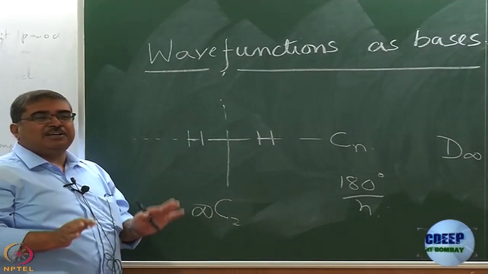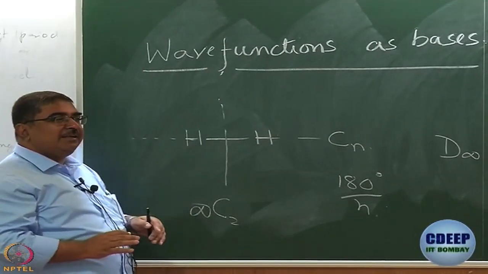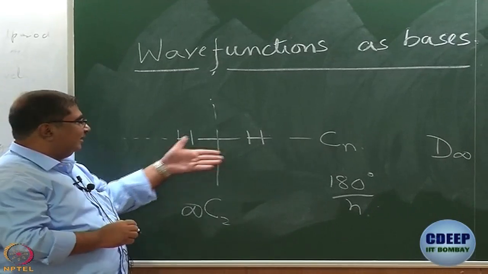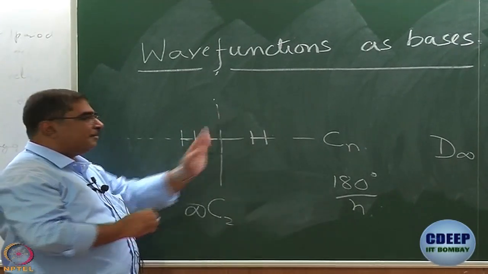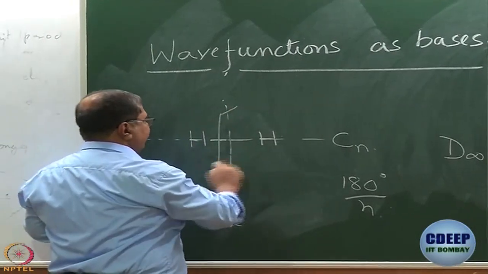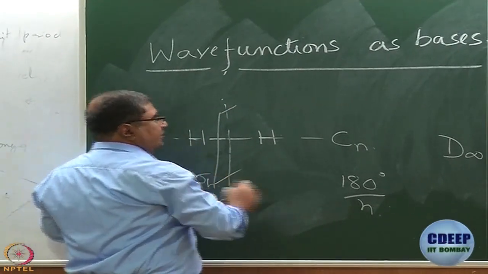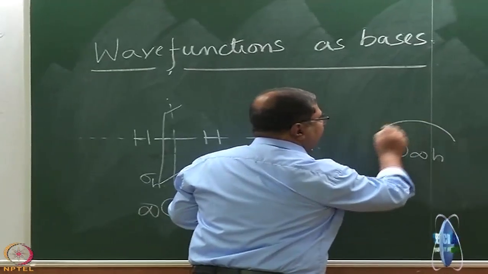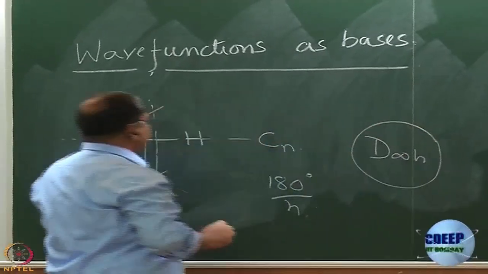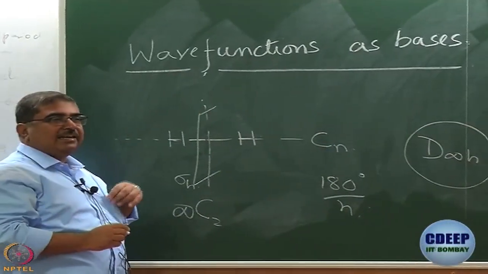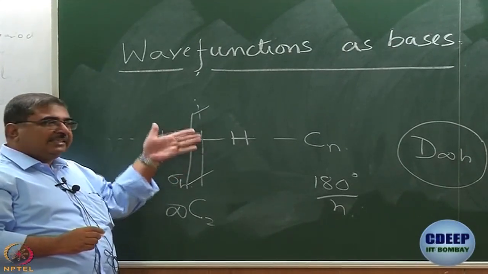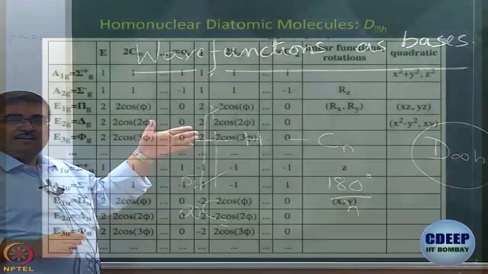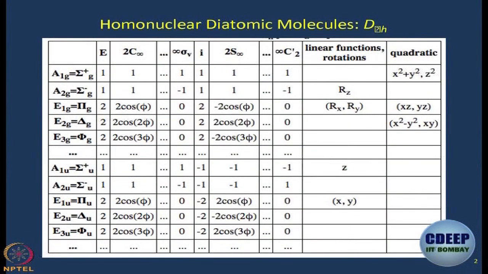Next thing to look for is a horizontal plane. Do I have a horizontal plane here? Where is it? This or this? This is a horizontal plane, right? This here is your sigma h. So this is a D infinity h point group. Which other symmetry operations are there? Inversion, the point of inversion is there, right? The sigma v's will be there, okay, many things.